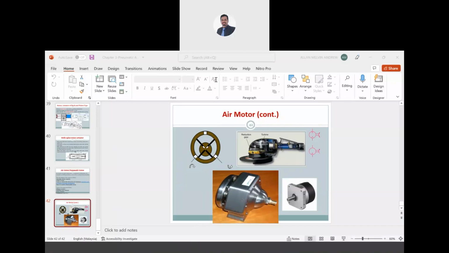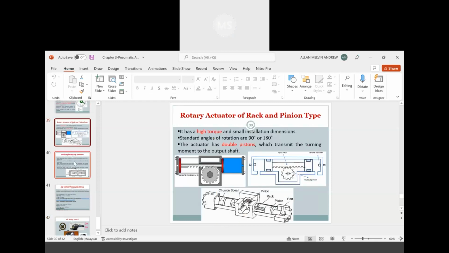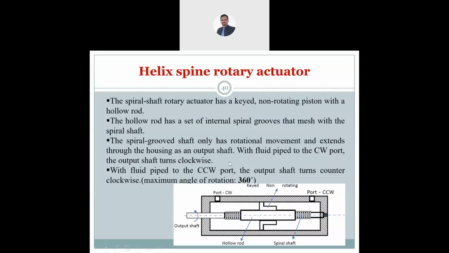So we looked at the helix spine rotary actuator, but I still don't understand or see how the helix spine thing works. Can you please explain? Okay, so helix spine. Okay, can you see this slide? Yes. Okay.